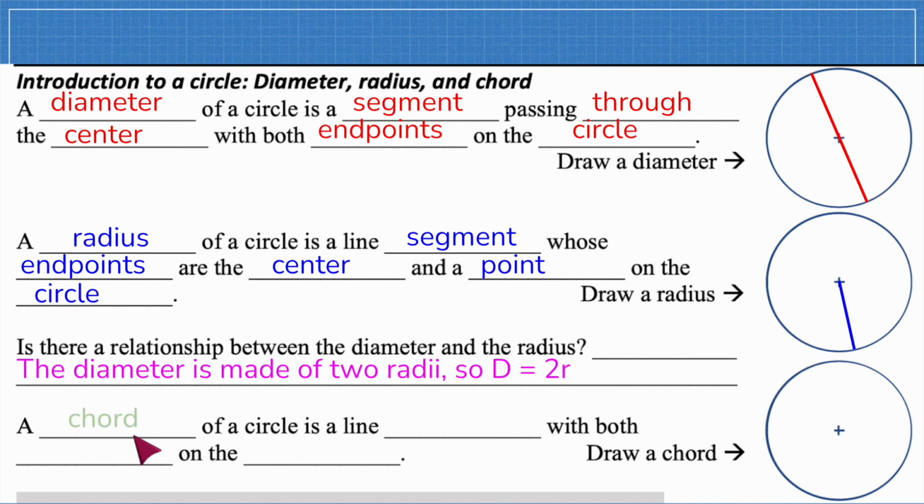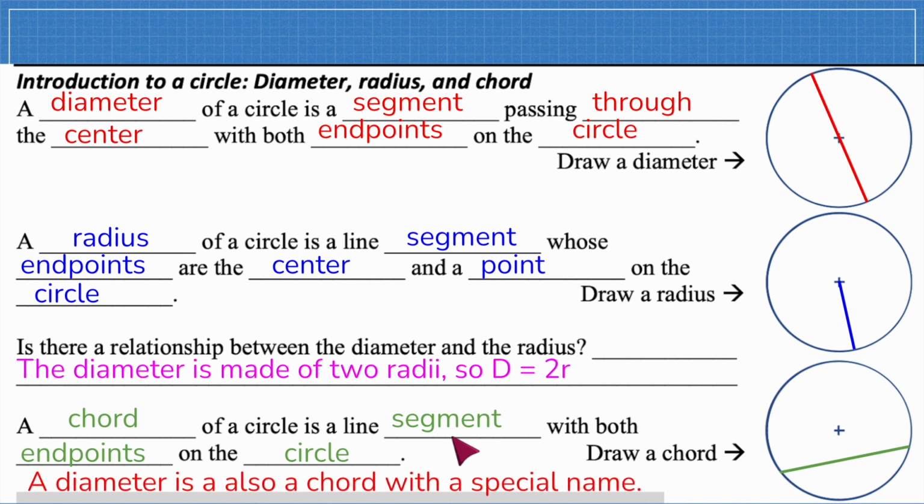The very last one is a chord. A chord of a circle is the segment with both endpoints on the circle, but not necessarily going through the center. So a diameter is a special chord, but it has a special name. If it goes through the center, it's not just a chord, now it's a diameter. But if it doesn't go through the center, it just goes from side to side like this, and again, it can be anywhere in the circle, we call this a chord.